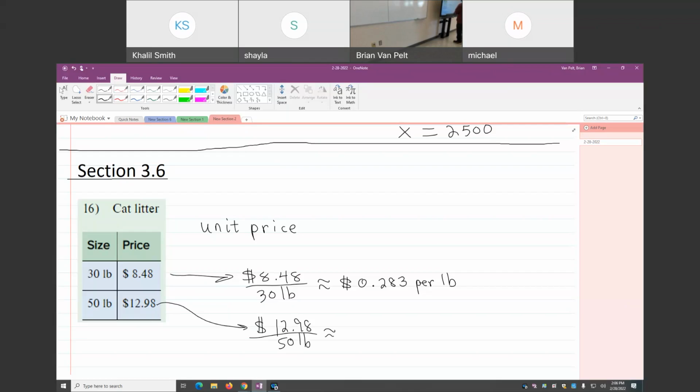And approximately, if I go to 3 decimal places, I actually get 0.2596. So that 6 will round that 9 up, which will force that 5 to go to 6. But I don't care about that. That actually is not as important as what I'm going to use. Which of these would you purchase? Which is the better?